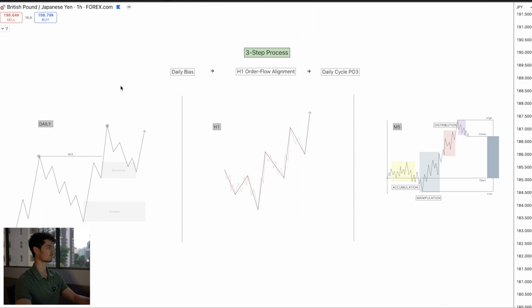When you view a chart, ask yourself what the first thing is that you view, or what comes to mind. The way we view and determine daily bias comes in the form of a couple of questions. Number 1, market structure. Are we bullish or bearish?